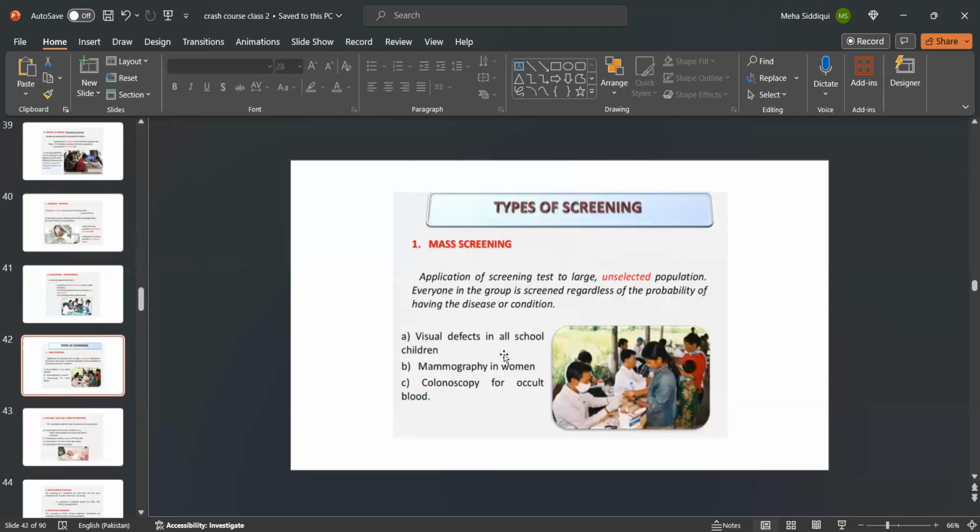Then comes types of screening. First is mass screening, application of screening tests to a large unselected population. Everyone in the group is screened regardless of the probability of having the disease. For example, visual defects in all school children, mammography in women, colonoscopy for occult blood.